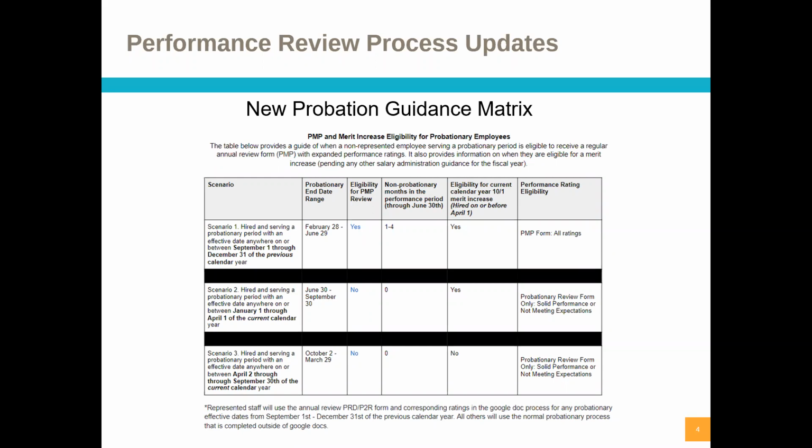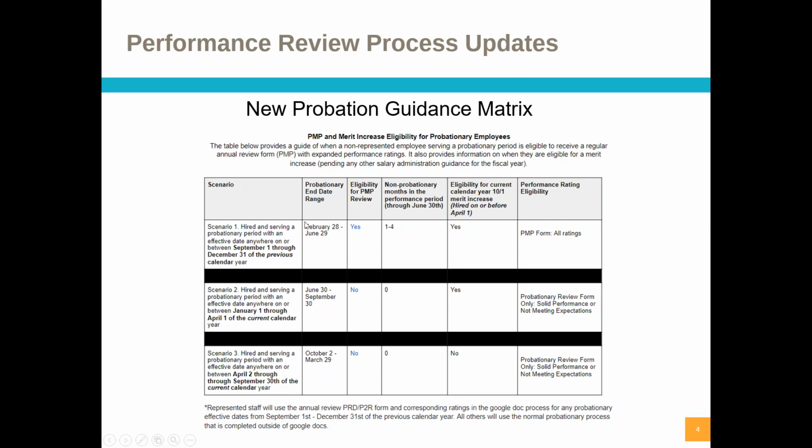Right now we have scenario one, when you were hired and serving your probationary period, with an effective date anywhere on or between September 1st through December 31st of the previous calendar year. So it gives you exact dates. It talks about eligibility for a PMP review, meaning you have the full PMP form, not the probationary form. It tells you how many non-probationary months are in the performance period. It covers eligibility for the current calendar year, which would be the 10-1 merit increase, and hired on or before April 1st. So if you look at this whole matrix, it talks about scenario number 2, which gives you a date between June 30th and September 30th, and then scenario number 3.